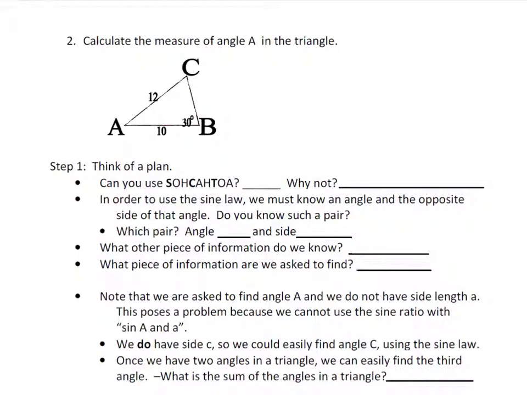Okay, let's look at this triangle. Again, ABC. We're given angle B, and now we're given two sides. Side little b and side little c. Okay, so is this a 90-degree triangle? Do you see any 90-degree angles in the triangle? The answer is no. So can we use SOHCAHTOA? Again, no. Why not? Because it's not a right triangle.